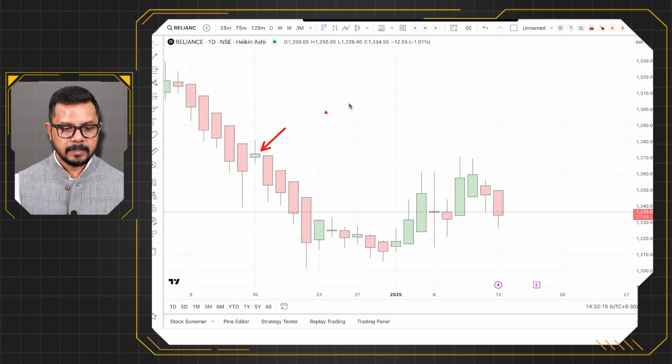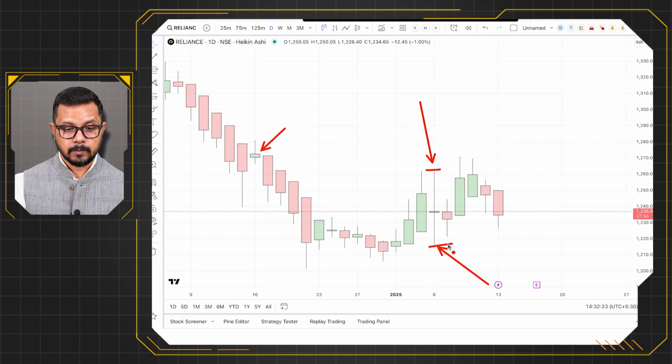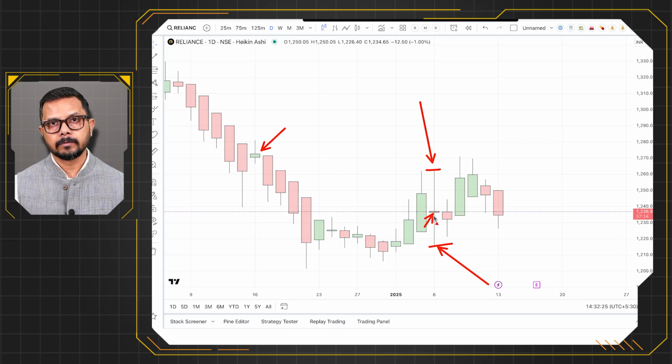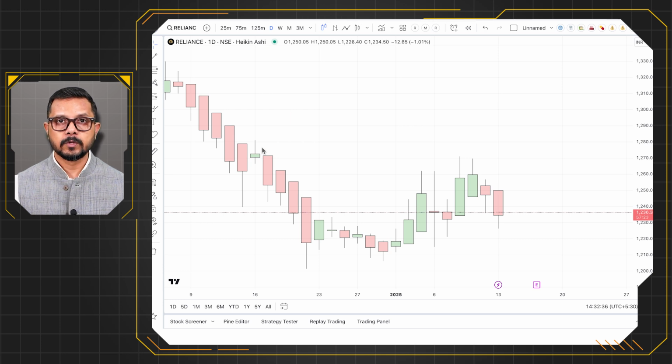So, if I personally see a consolidatory bar like this, I am least interested. It has a huge range, but it has a small body. But sorry, not interested. So, you look for what I would love to say, a Heikin Ashi spinning top or a Heikin Ashi doji. These are power points. These are the ones which will open the door of opportunity.